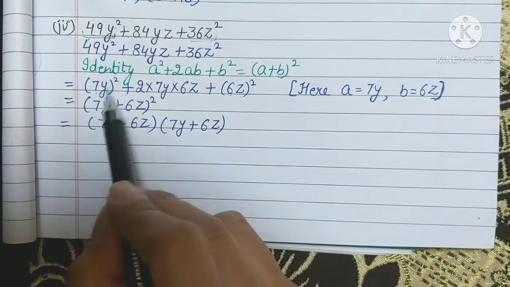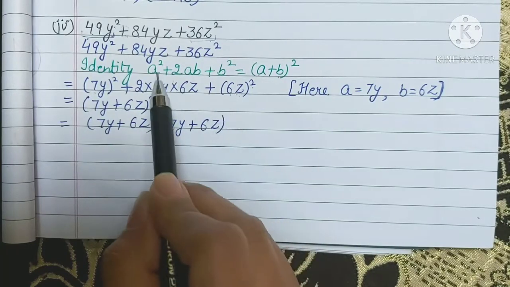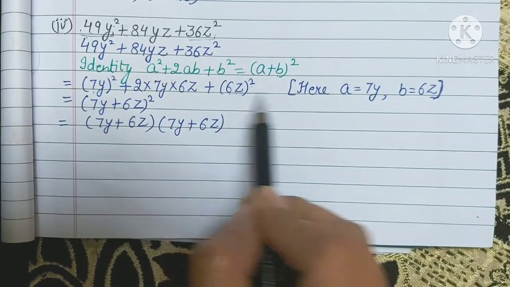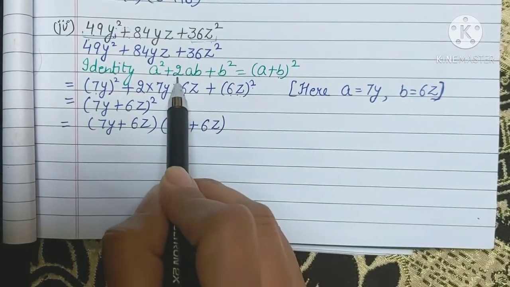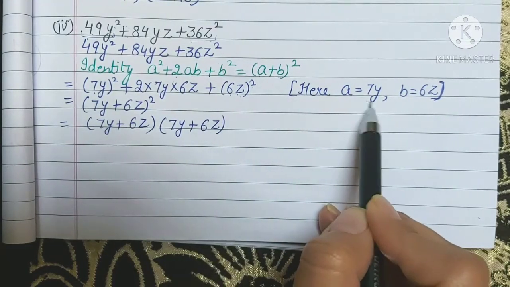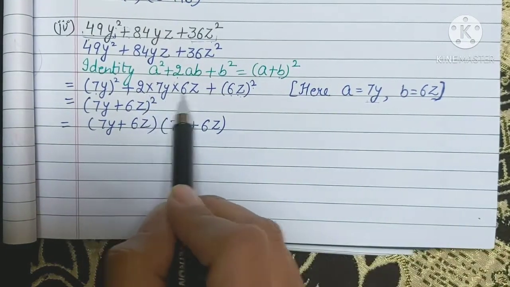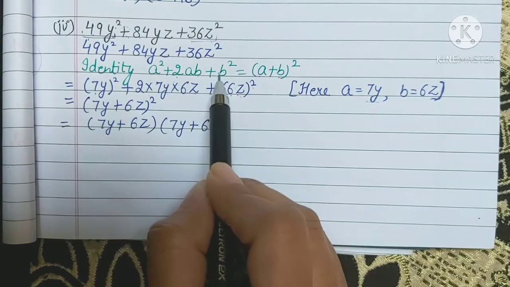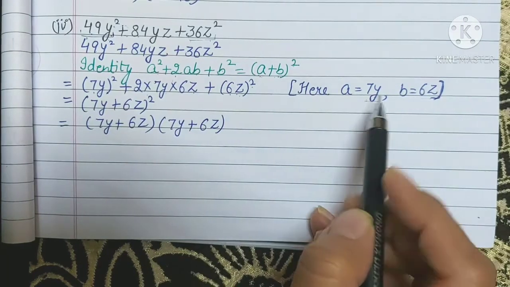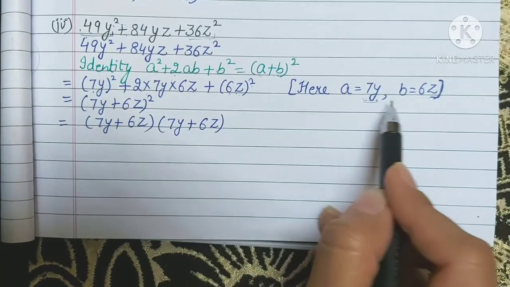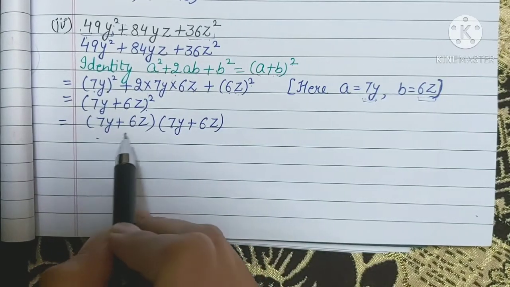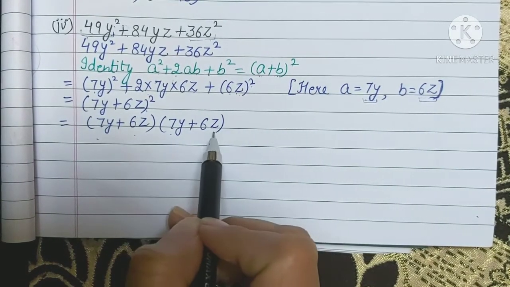So by comparing these two terms with these two, I'll get the value of a is 7y and the value of b is 6z. So the middle term should be 2 multiply a multiply b, then it should be 2 multiply 7y multiply 6z. And this identity says it is equal to a plus b whole square. So it means it should be equal to 7y plus 6z whole square. That is equal to 7y plus 6z, 7y plus 6z.